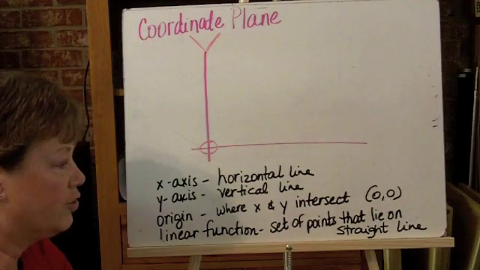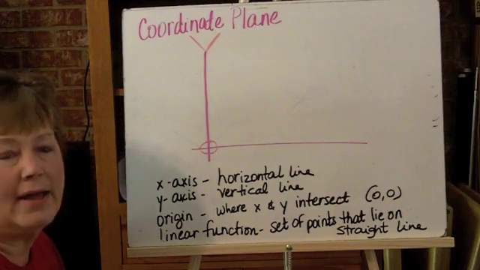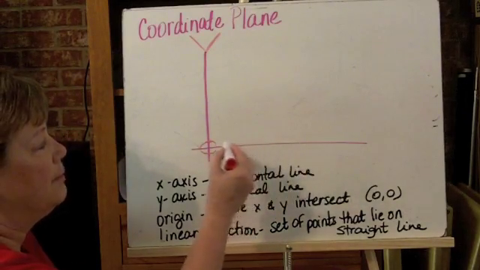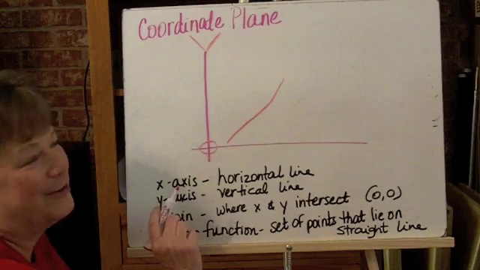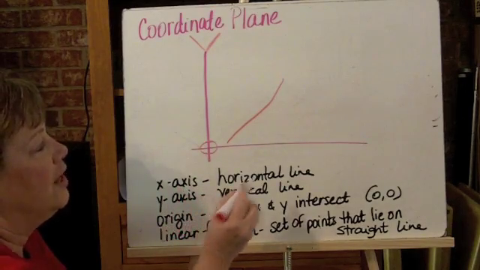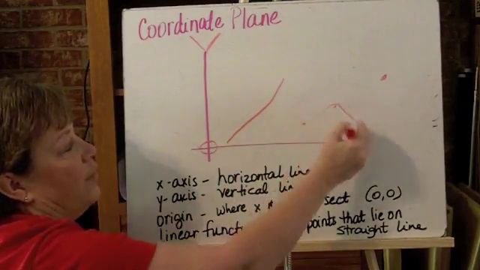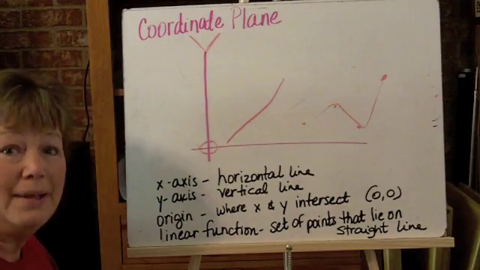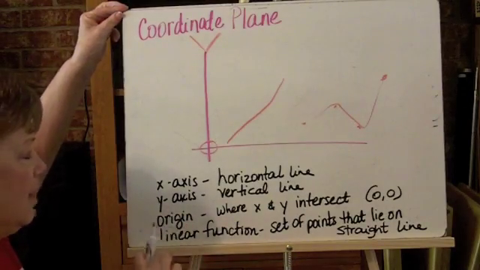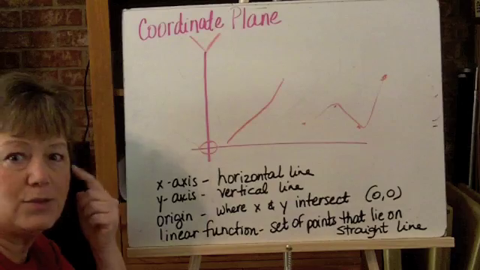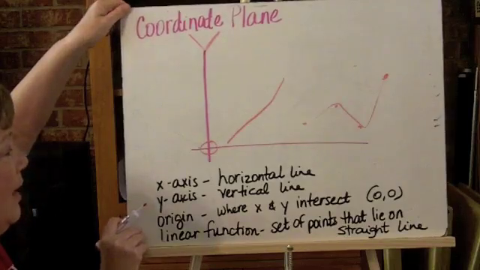And a linear function is when you have a set of points that lie on a straight line. I can have lots of different points, but if my points create a straight line, that would be a linear function, as opposed to points that might look like this and when connected would not be linear. So that's what I just want to make sure you understand. It is what it sounds like. A linear function must create a straight line.